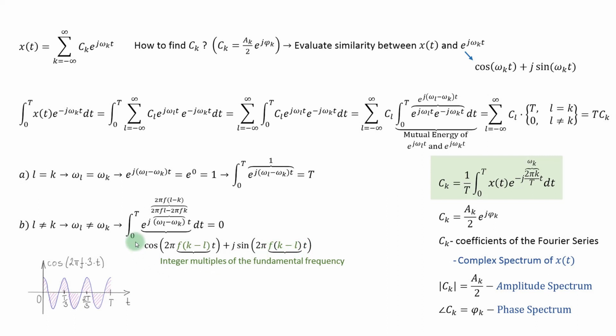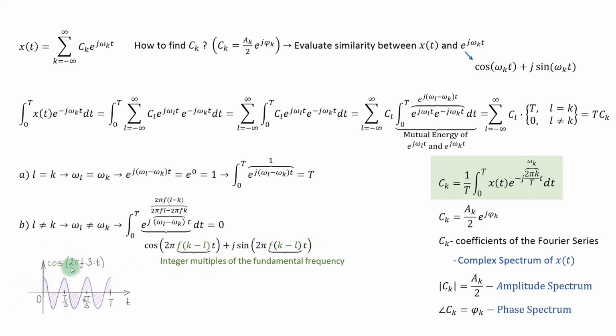We need to realize that if this cosine and this sine have a frequency which is an integer multiple of the fundamental frequency, then within the interval from 0 to the fundamental period, both this cosine and this sine are going to have a whole number of periods. Let me demonstrate this on a plot.